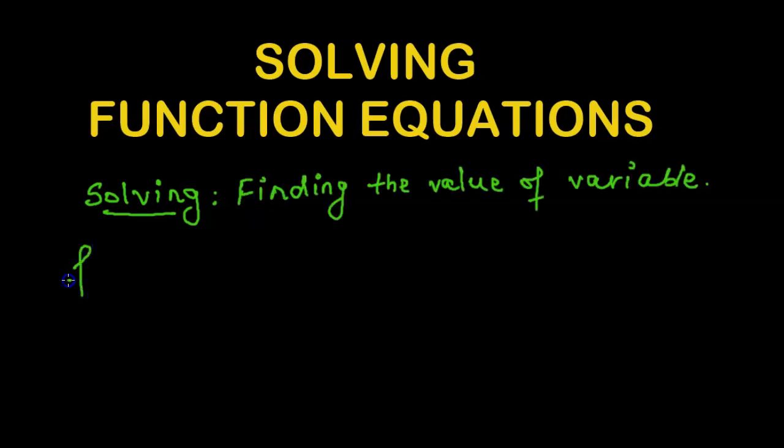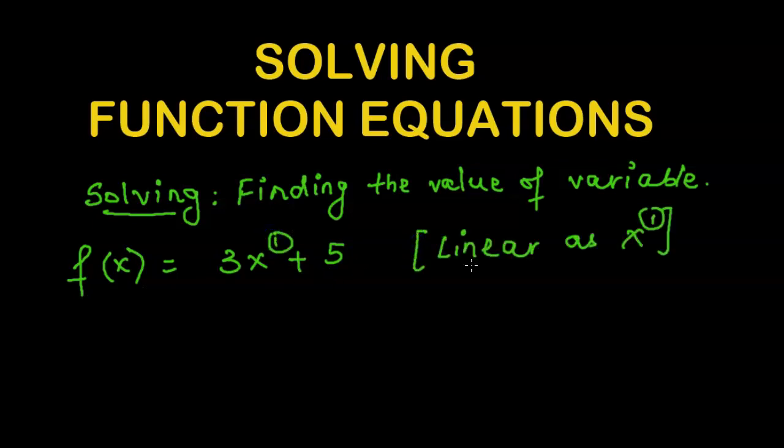A simple function equation looks like this: f of x is equal to 3x plus 5. Let's say this is a linear function equation. How do we know this is a linear function equation? Because this power is 1, so this is a linear equation.